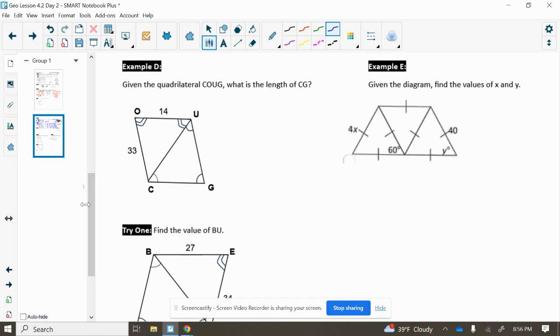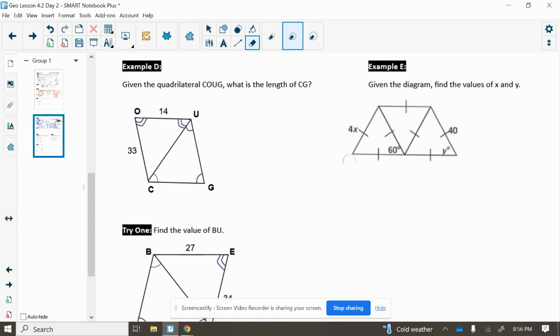All right, down at the bottom, we have final two examples. The first one, we have a quadrilateral COUG, and we want to find the side length of CG. We're going back to what we talked about yesterday. Reminder with these isosceles triangles, notice they marked these two base angles congruent to each other. They marked that on our picture for us.